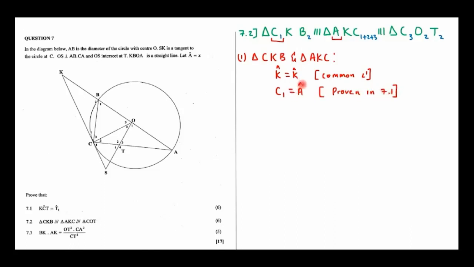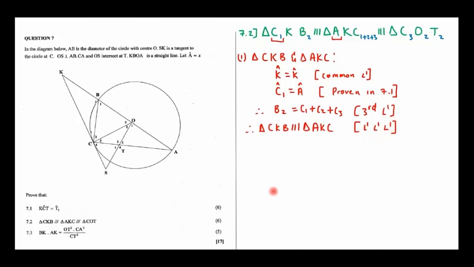Now, because I know that these two angles are equal, that means automatically B2 is going to be the same as C1 plus C2 plus C3. The reason for that is the third angle. And so this triangle CKB is similar to triangle AKC. What's the reason? Angle, angle, angle.